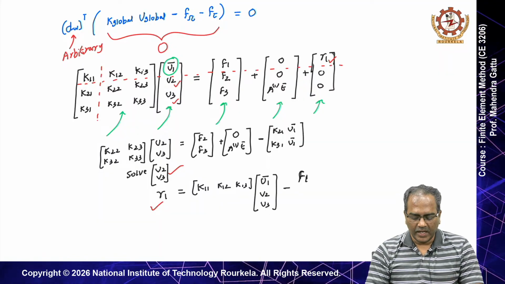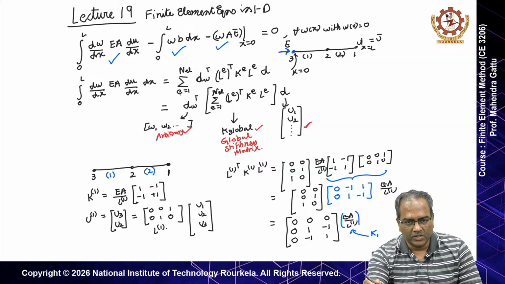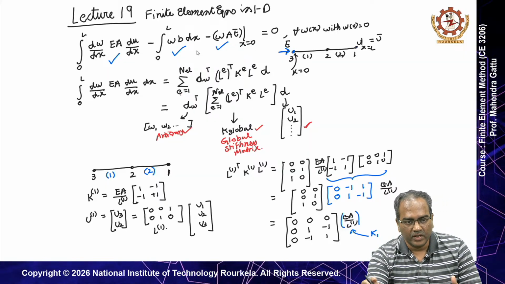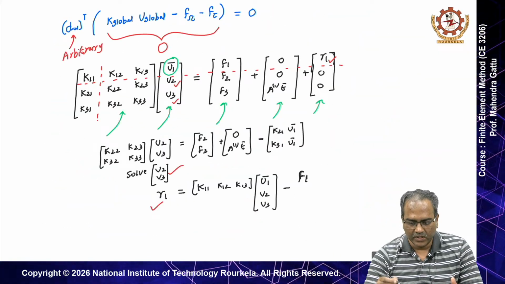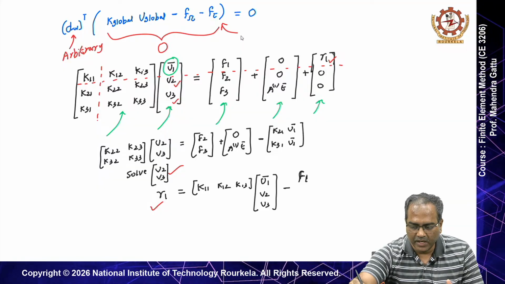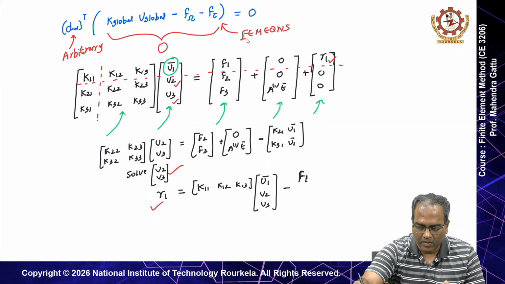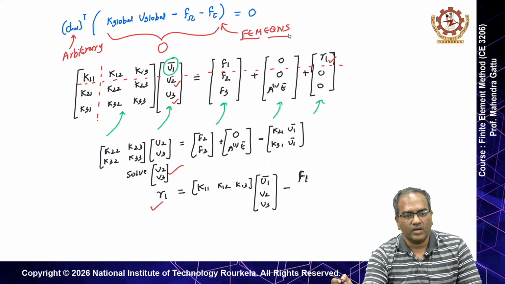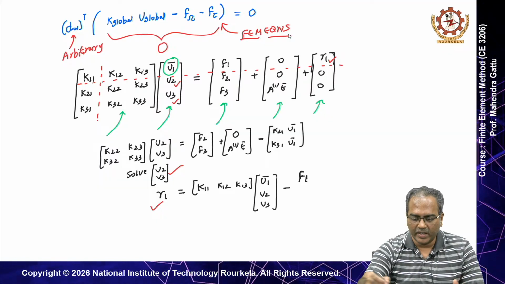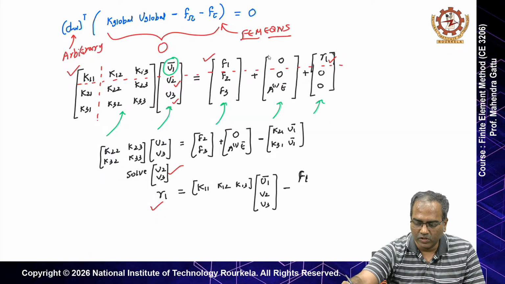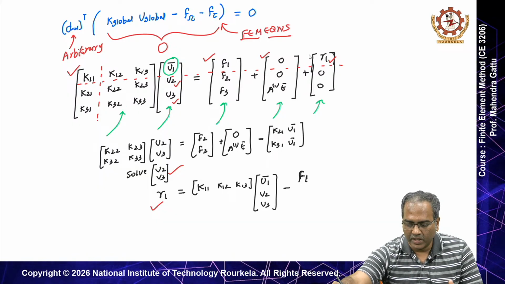So, in this class we have substituted the trial solutions and the weighing function in the weak form, and then we have obtained the finite element formulation, which is this one. These are the FEM equations. And for this specific problem, we have these matrices: stiffness matrix, global force vector, traction boundary force vector, and then the reaction.